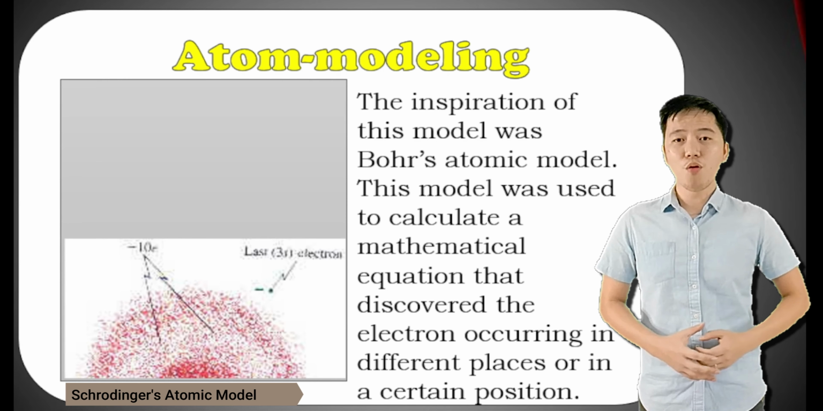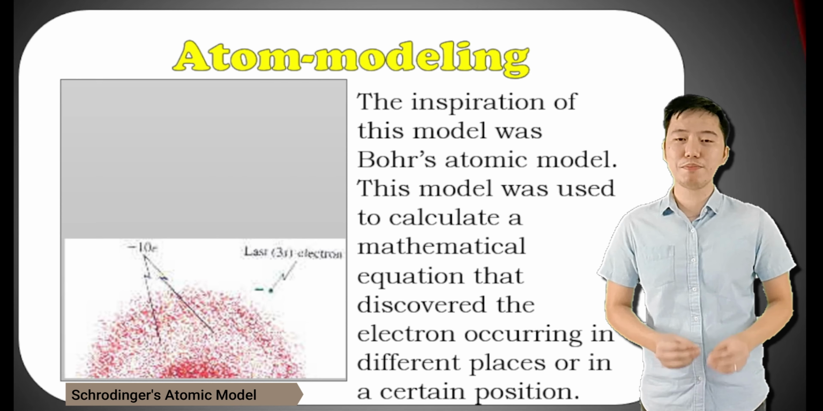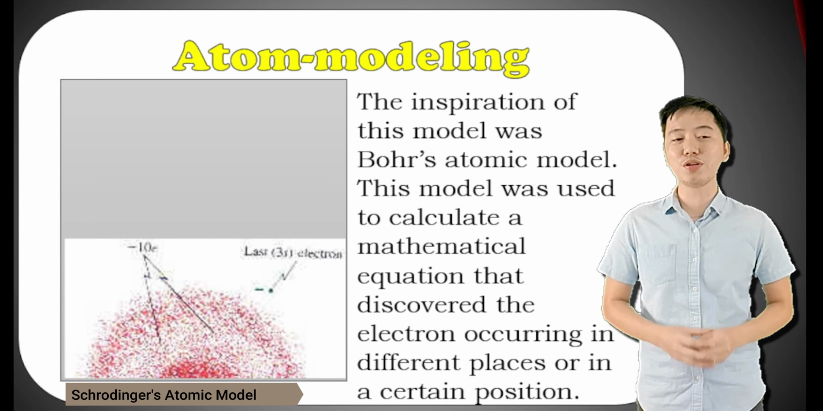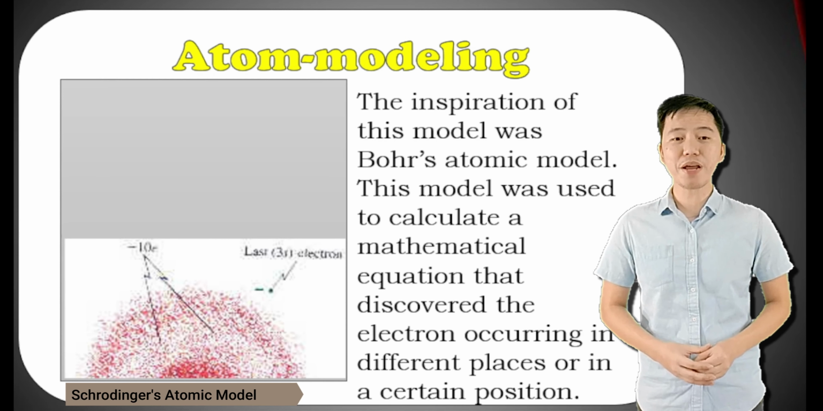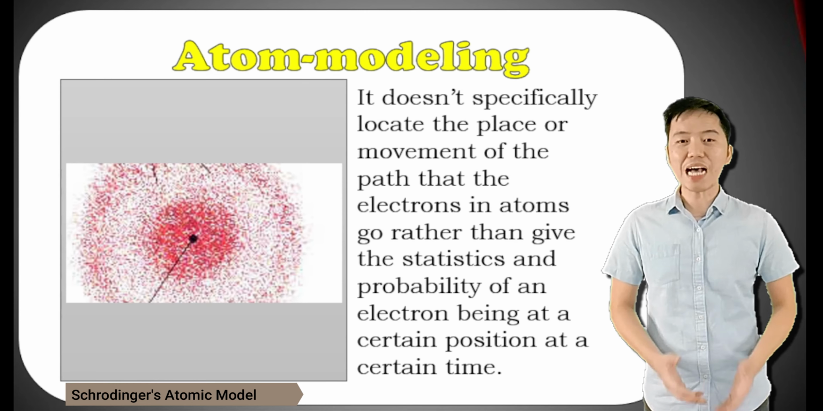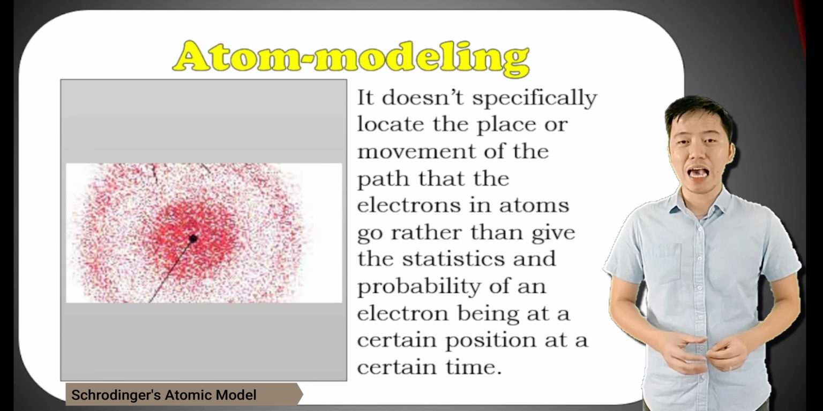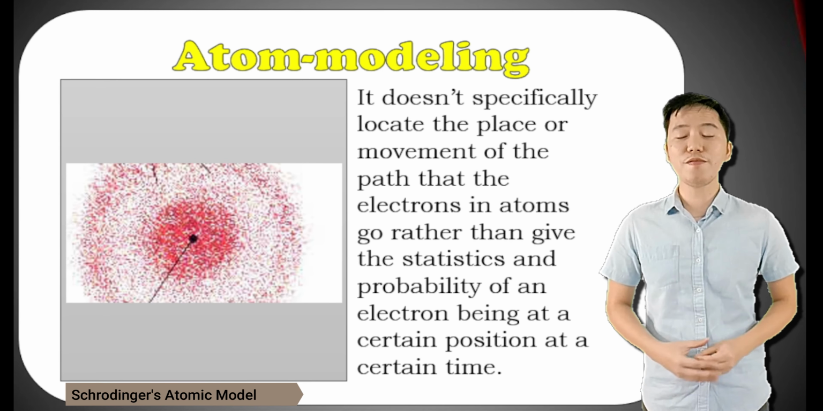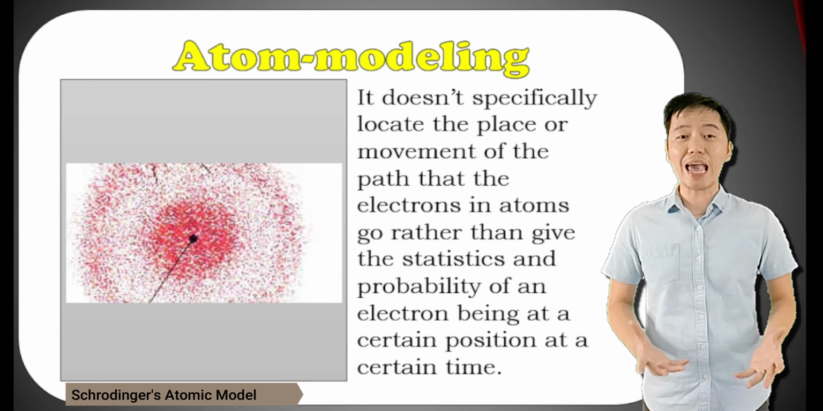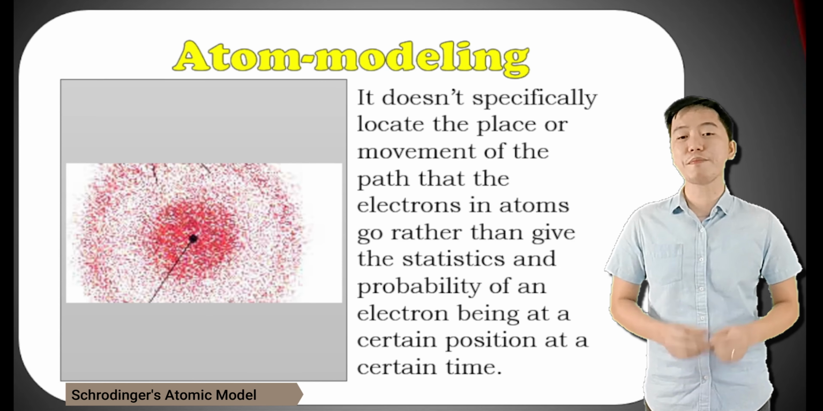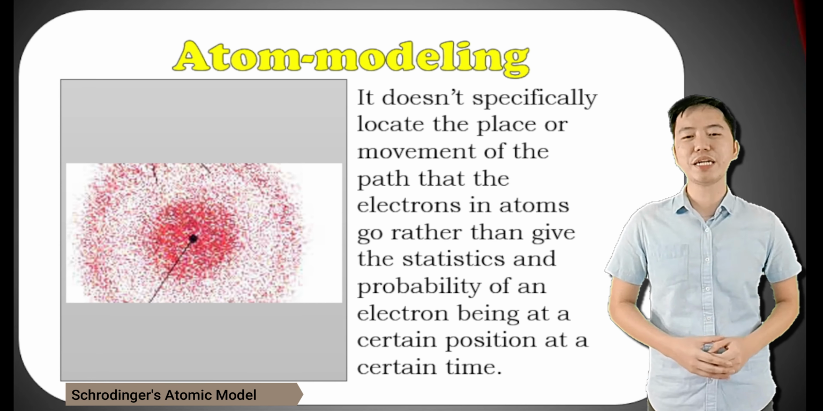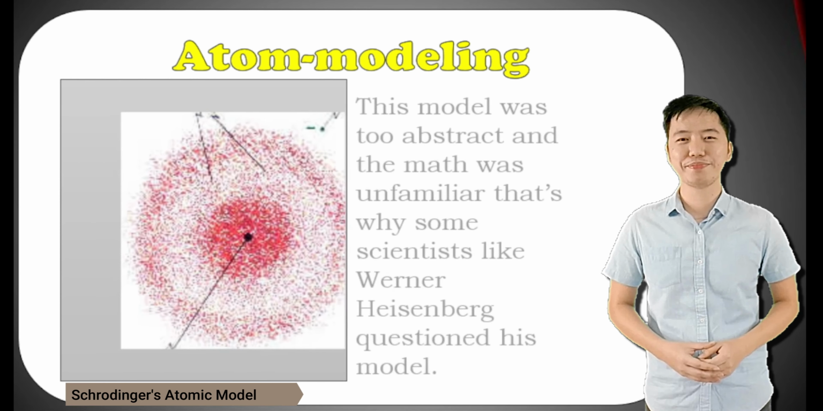This model was used to calculate mathematical equations that discovered the electron occurring in different places or in a certain position. It doesn't specifically locate the place or movement of the path that the electrons in an atom go, rather than giving the statistics and probability of an electron being at a certain position at a certain time.